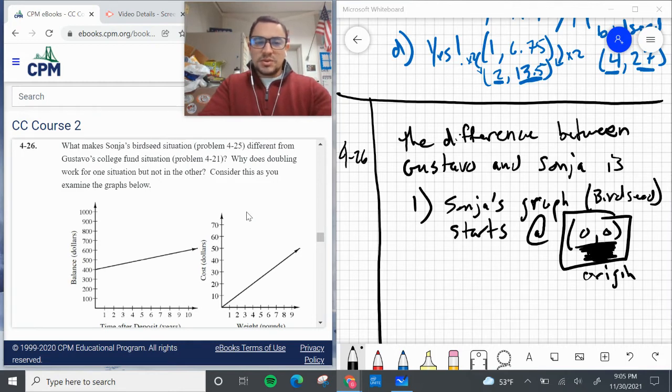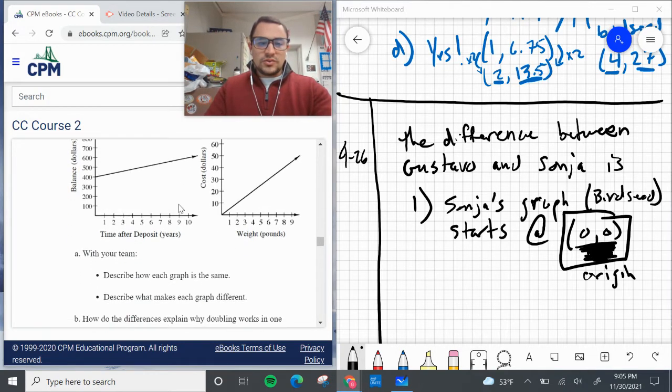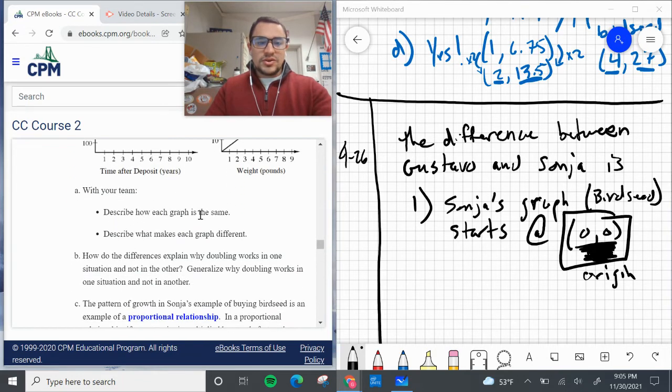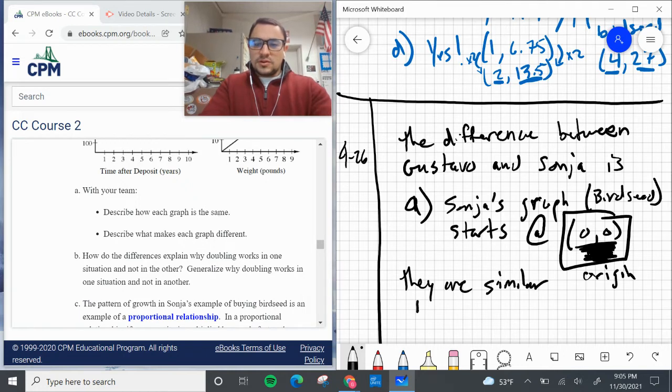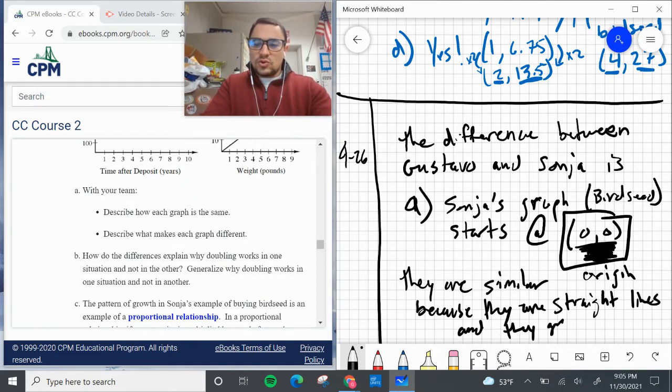Let's go ahead and do that. So I'm going to make that 426. Describe how each graph is the same. And so for A, what makes them different? So this is different. And then they are similar because they are straight lines, which is very important, and they grow constantly.